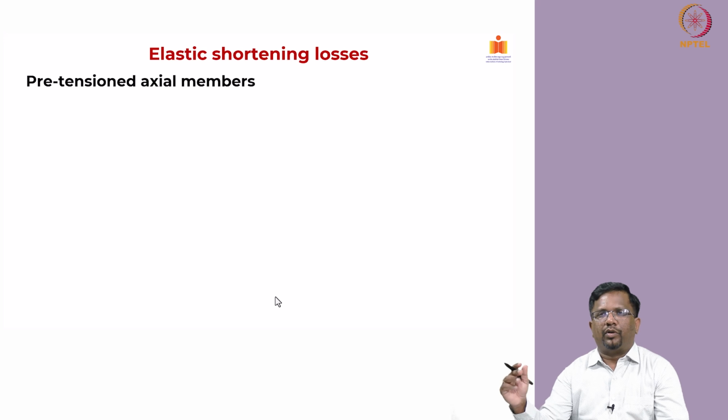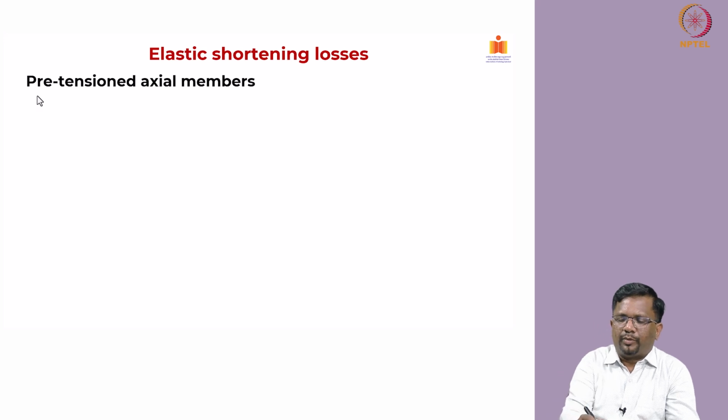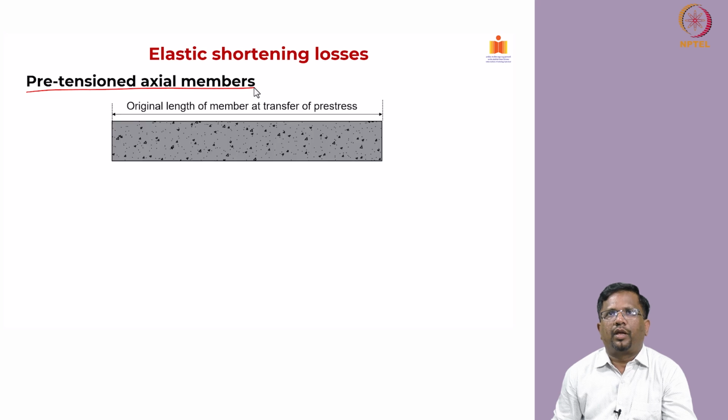Okay. Now that we have understood what is elastic shortening, let us look at various scenarios and how we calculate this elastic shortening loss, right. So, let us first look at pre-tensioned axial members, okay, and let us look at how to calculate the elastic shortening, right.